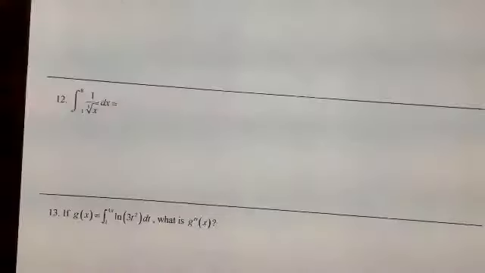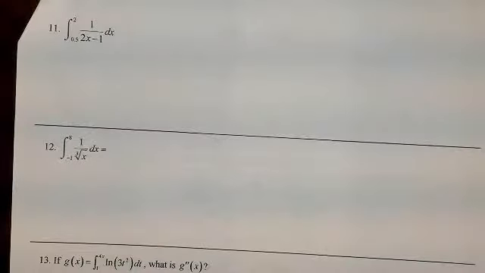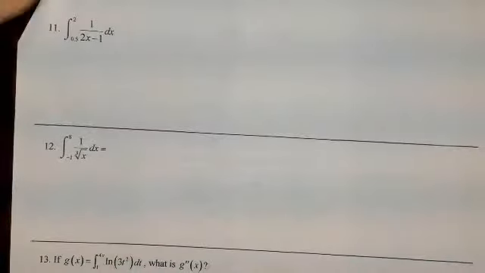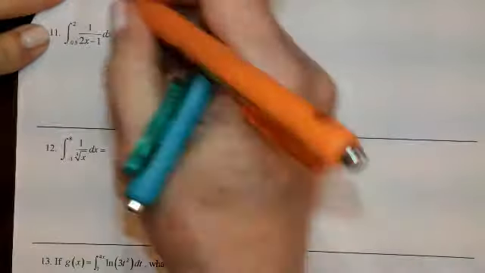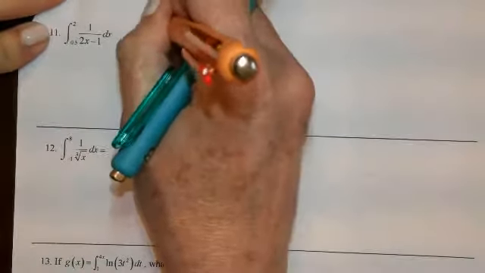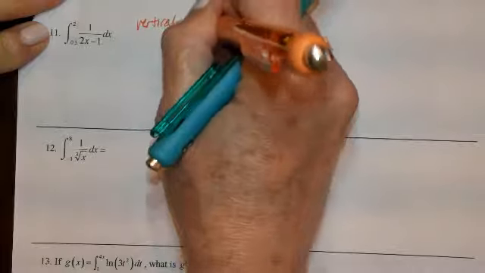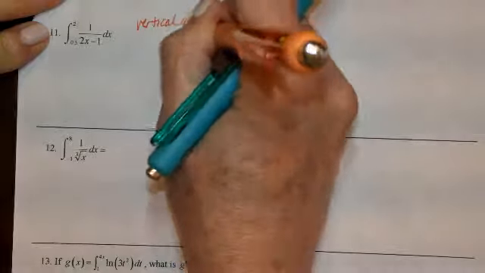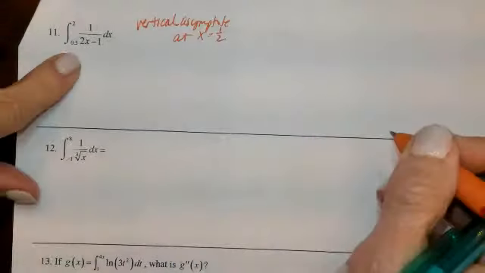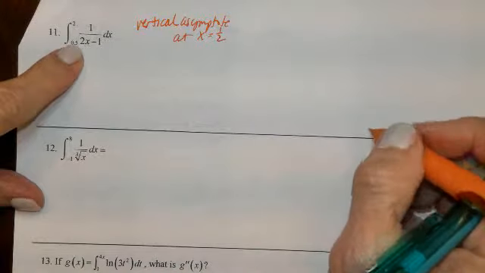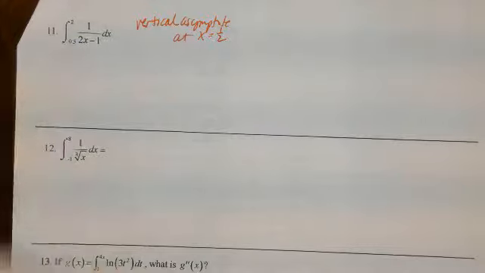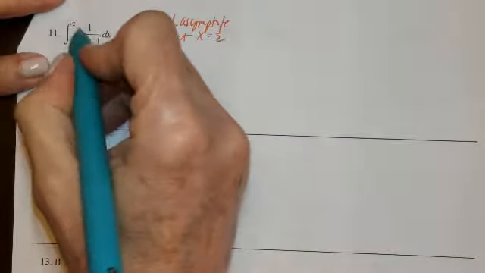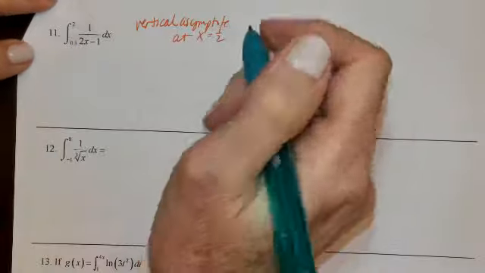Okay, next up, number 11. Why is this here? Because this is also an improper integral, because we have a vertical asymptote at x equals 1/2, and that is our boundary. So one of the boundaries is an asymptote. Okay, and by the way, we can't use the series thing here because we don't have anything going to infinity, right?